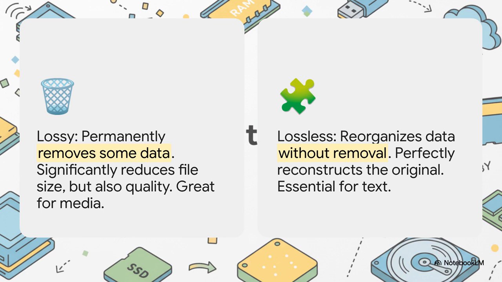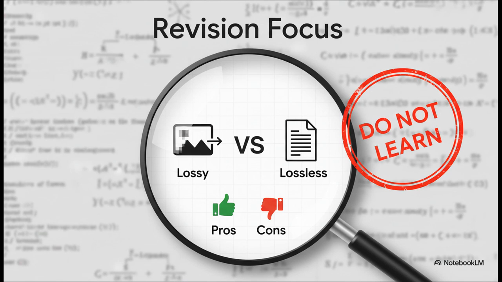Lossless is smarter. It doesn't delete anything, it just finds clever ways to repackage the data. This means you can get the original file back perfectly. You'd use this for things like text documents or code, where every single character matters. And here is another amazing revision tip straight from the spec. You absolutely need to know the difference between lossy and lossless, and you need to know their pros and cons. But, and this is the great part, you do not need to learn how the complicated algorithms actually work. So don't waste your time trying to figure out how a zip file gets made. Just stick to the concepts.